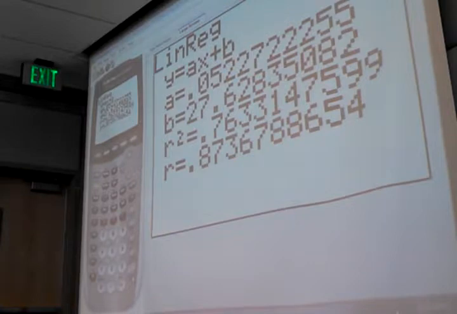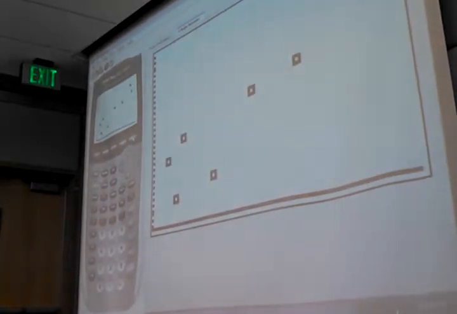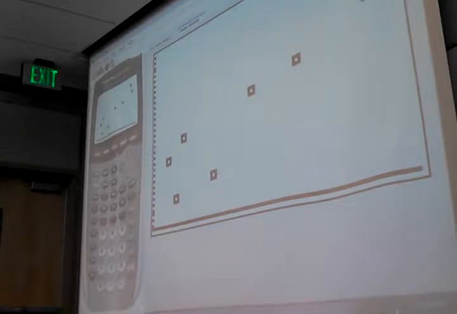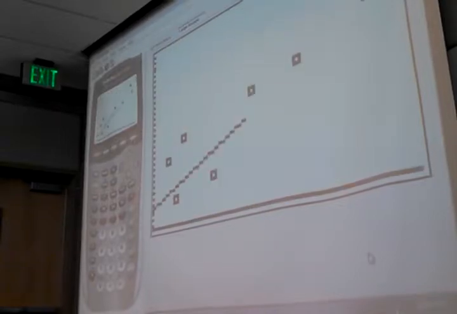So for a test, I'm going to make you come up and show me the line of best fit. So you actually have to come up and show me this, with the line of best fit on there. So somebody help me out. What was the line of best fit again? Can you write that down? Y equals 0.05x plus 27.6. Repeat it. So that's the visual.